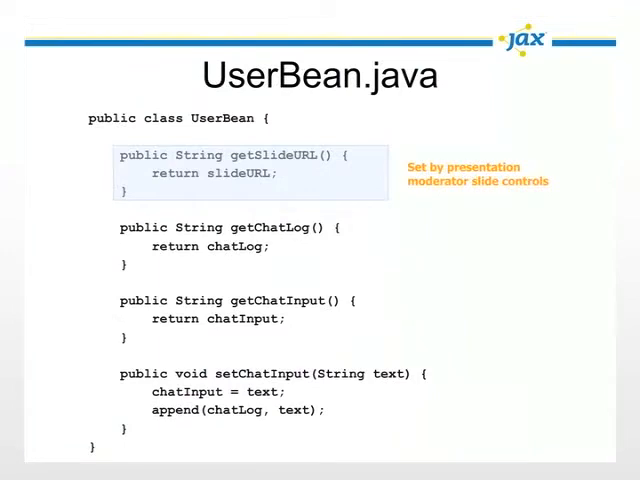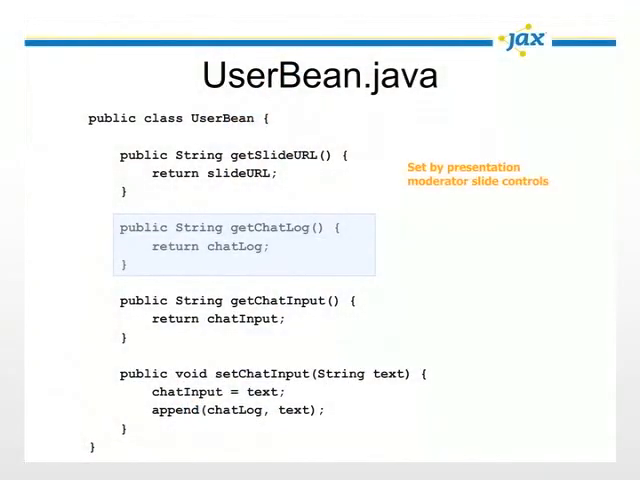The bean, the most interesting part of the bean is the getter for the slide URL. This is updated by the moderator or by a timer task in the case of these automated presentations. When you change the URL, issue a push request, all of the slideshow viewers will be updated. And you can view the chat log and collect chat input.